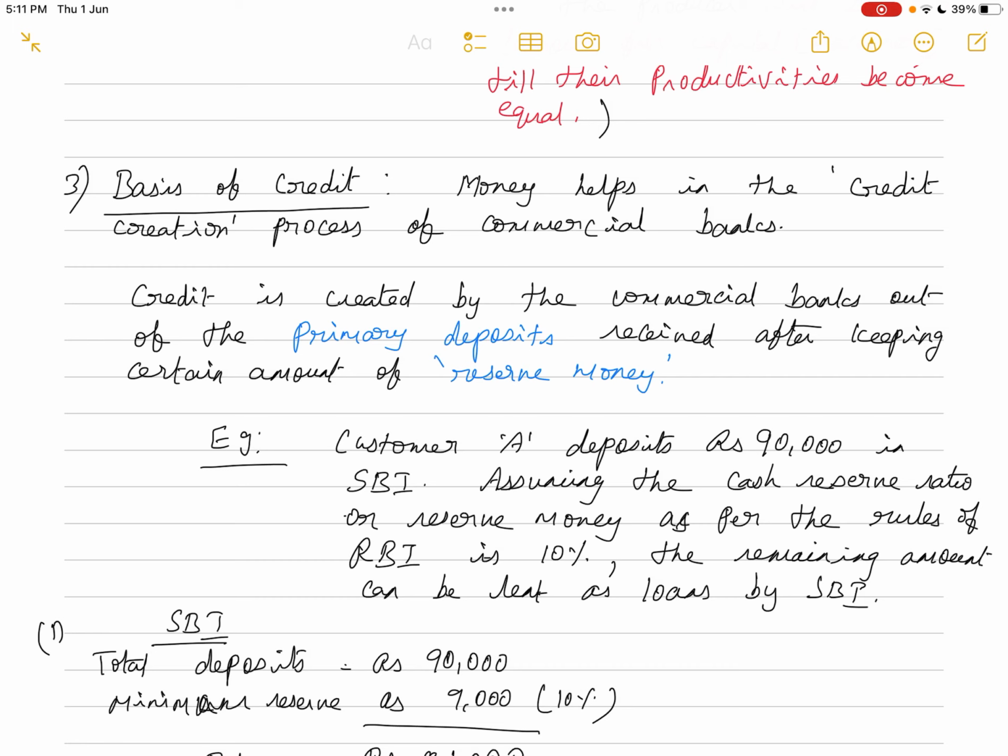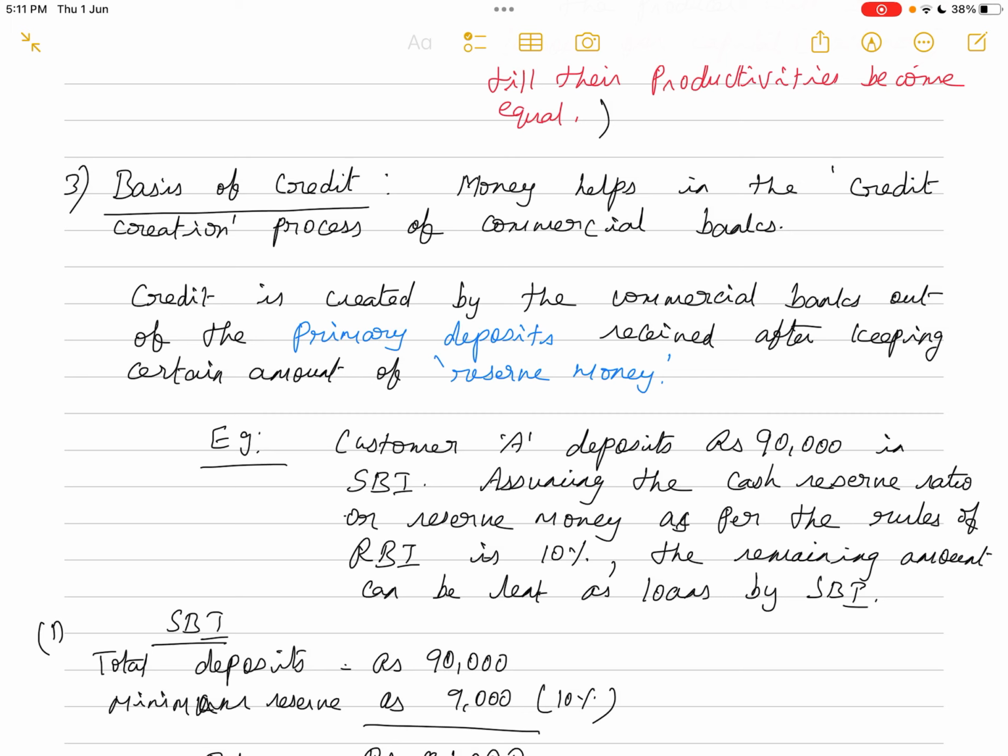The entire deposit received by the commercial bank is not handed over to another person as loan. Some portion is reserved, maintained by the commercial banks. That depends upon the ratio fixed by the Reserve Bank of India or the central bank of any country. The remaining percentage of money is lent in the form of loans to the other person.